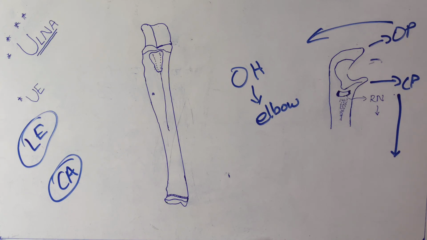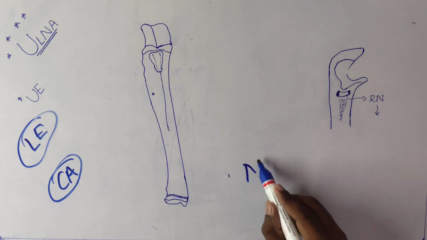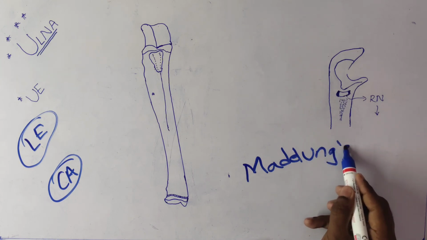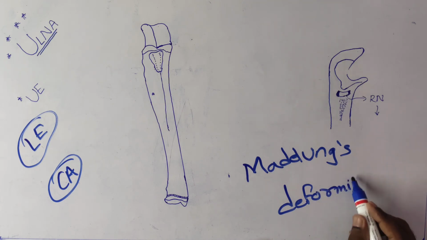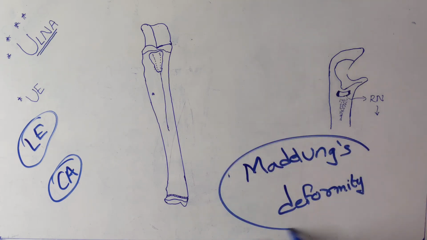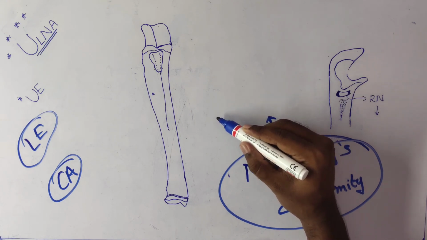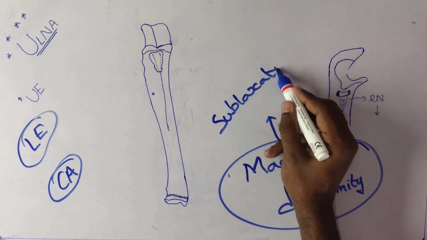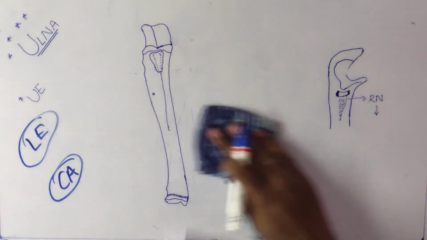Next, Madelung's deformity. I will write the spelling here: M-A-D-E-L-U-N-G-'S, deformity: D-E-F-O-R-M-I-T-Y. It occurs due to subluxation of the lower end of the ulna on the dorsal side. Subluxation means partial dislocation, I already told you in the last class. Madelung's deformity. This is all about the ulna.